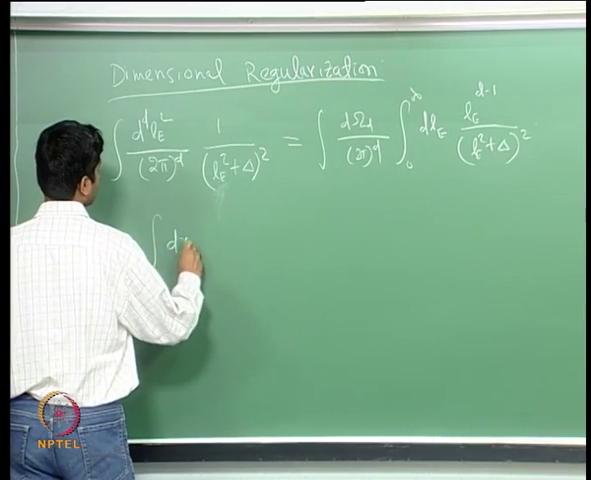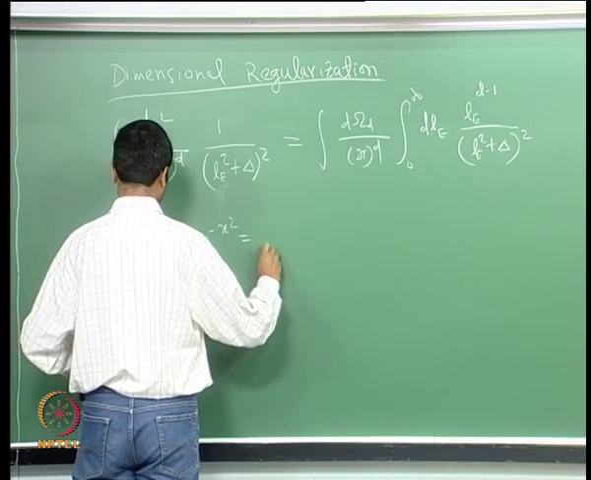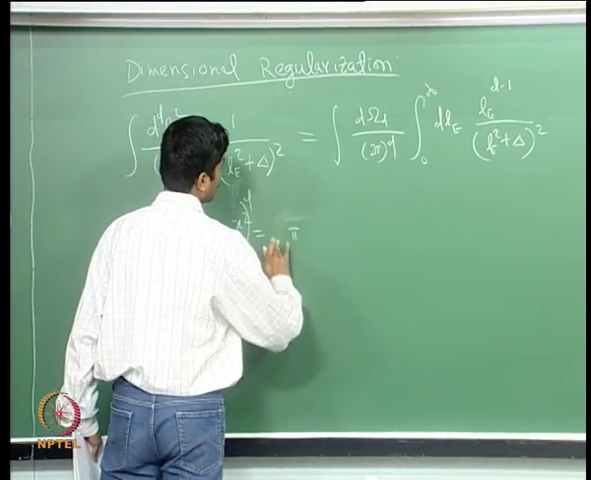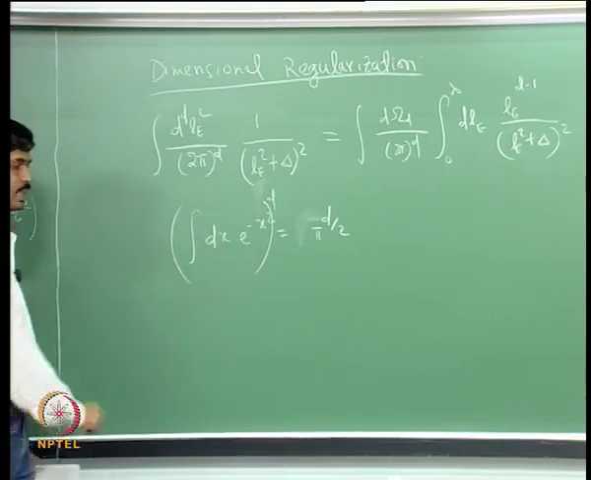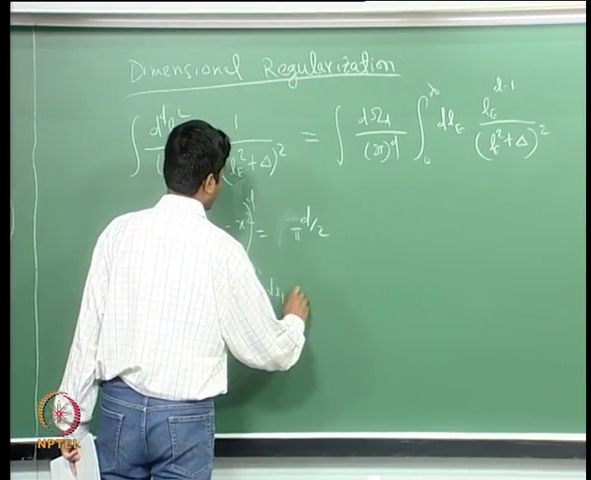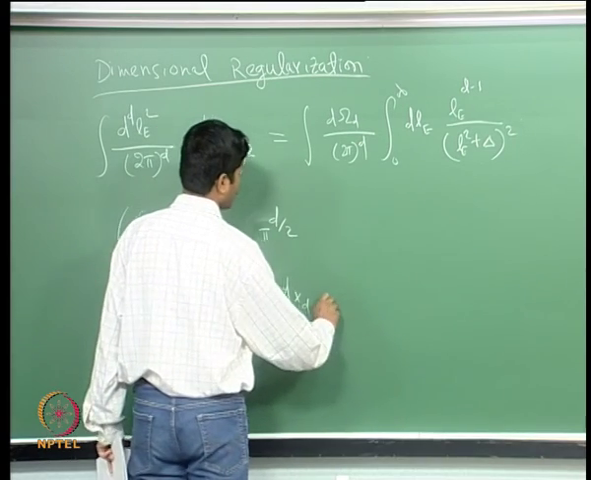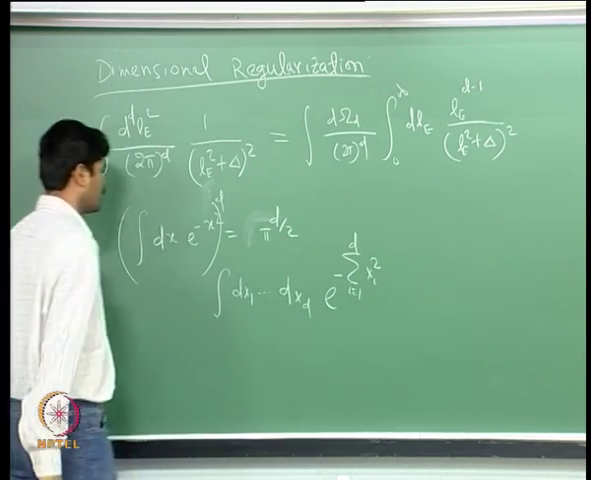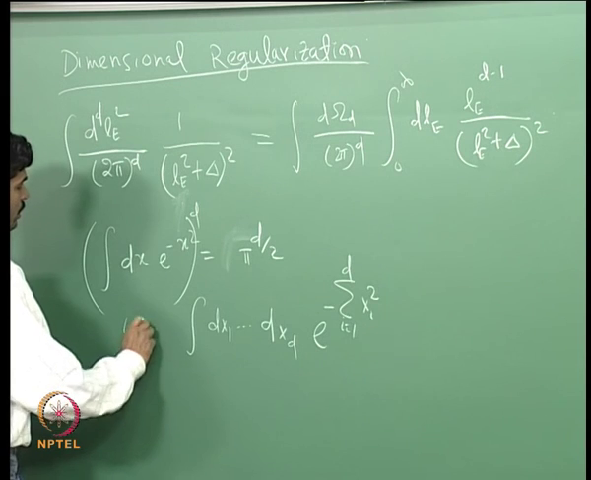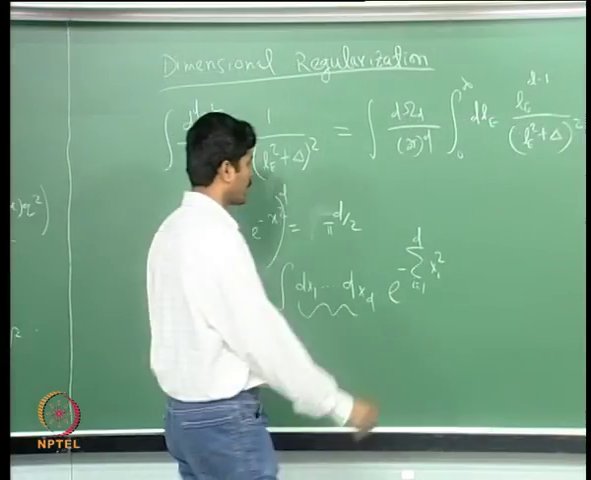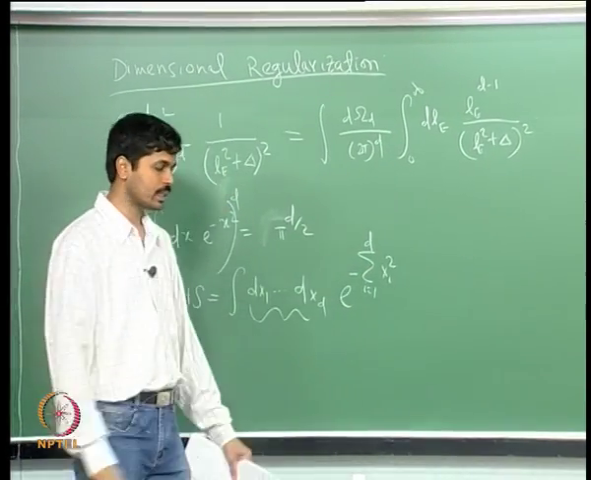We know the integral of dx e to the power minus x square is square root pi. So when I take this to the power d, what I will get here is pi to the power d by 2. The left hand side I can rewrite as integration dx_1 up to dx_d e to the power minus sum over i equal to 1 to d x_i square. This is my LHS, and this is just the volume element in d dimensional Euclidean space, and this is just the square of the radial distance in d dimensional Euclidean space.